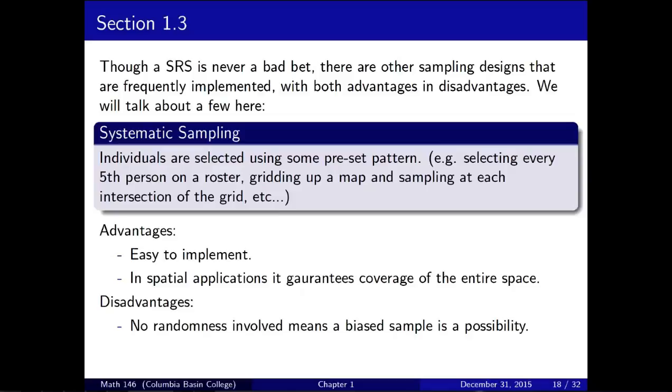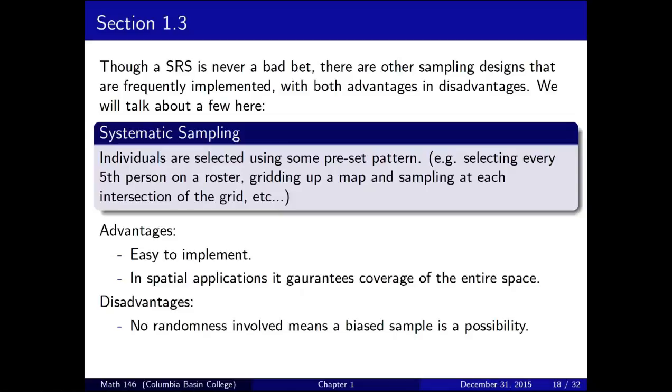Now, the advantages to a systematic sample are these are very easy to implement. Okay, it's very easy to program a machine to just pick every fifth person, or to just pick every fifth person on your roster. You don't have to go to a software program and pick out random numbers. You just say, "Oh, here's my people." All right, very easy. In spatial applications, like on a map with the grid, it's not a bad idea because it gives you coverage of the entire space.